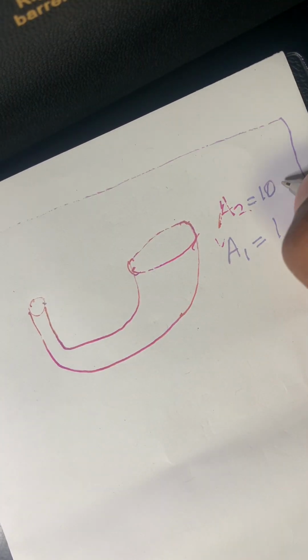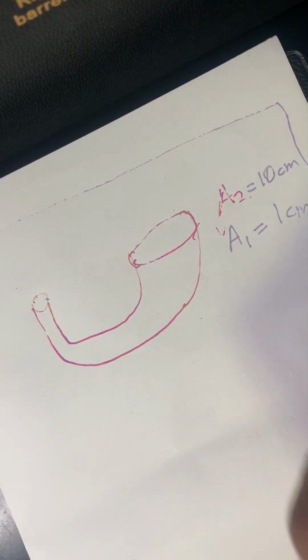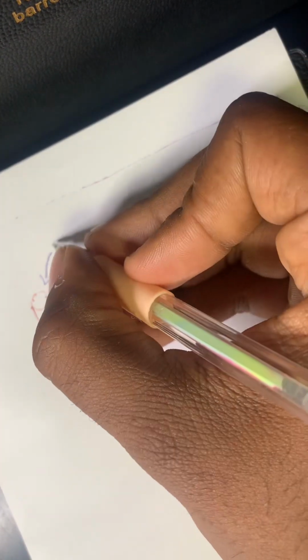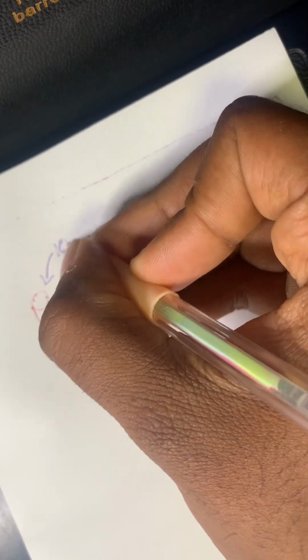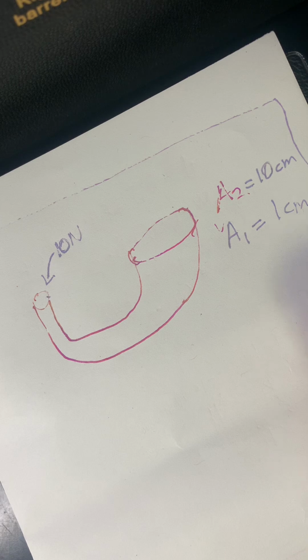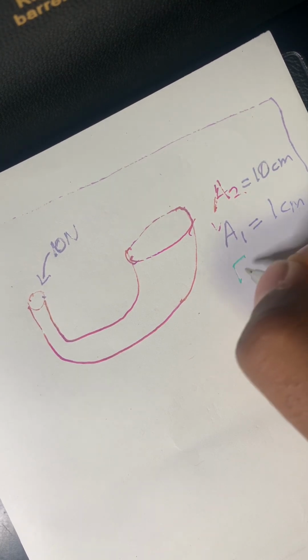And let's say the units are in centimeters. So 1 centimeter versus 10. And let's say a force is applied to this end, about 10 newtons of force is applied. Right, so F1 will be 10.